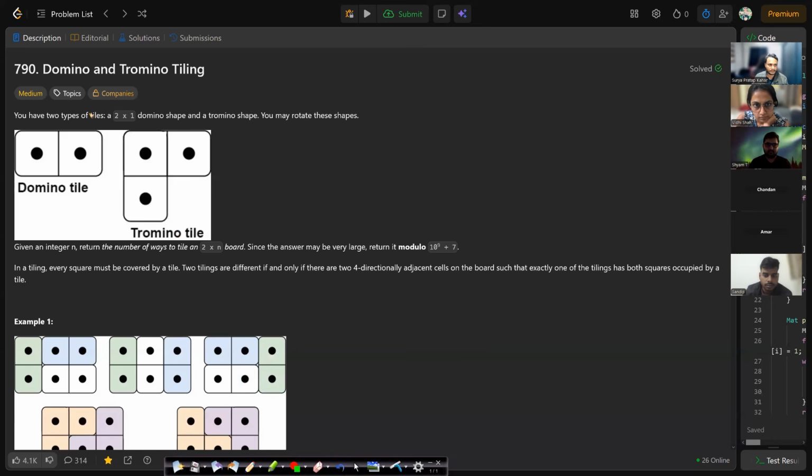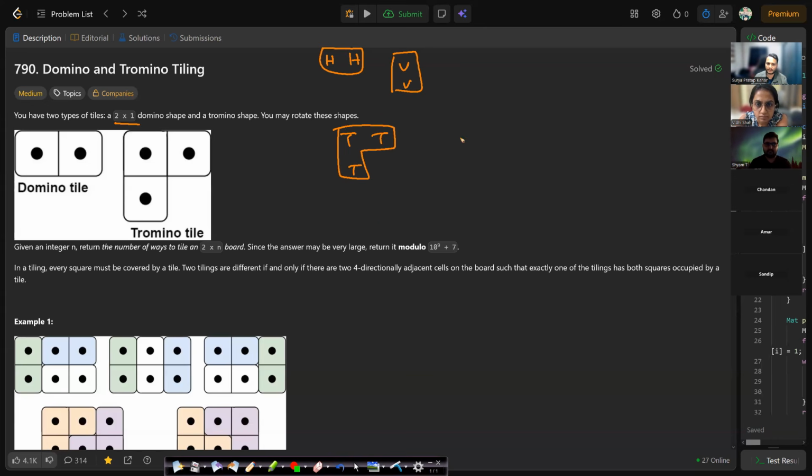So you have two types of tiles, a 2x1 domino shape. The domino shape can be in the horizontal version, or it can be tilted 90 degrees and made vertical. So for vertical, I will write V, and for horizontal, I will write H, but it is the same thing with a different orientation. Then you have the Tromino. For the Tromino, I will be writing T. It is kind of an L shape, or you can have something like this.